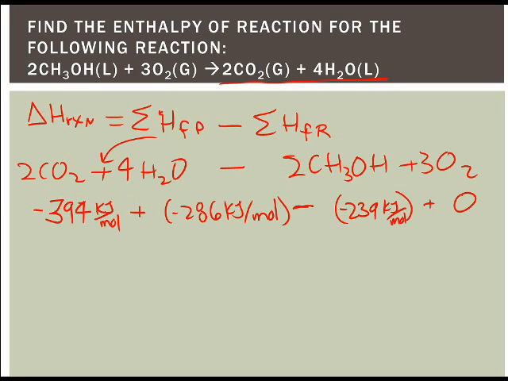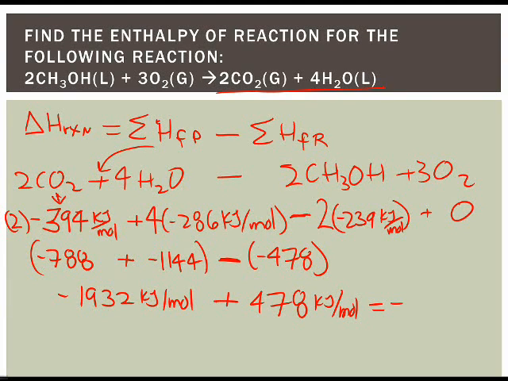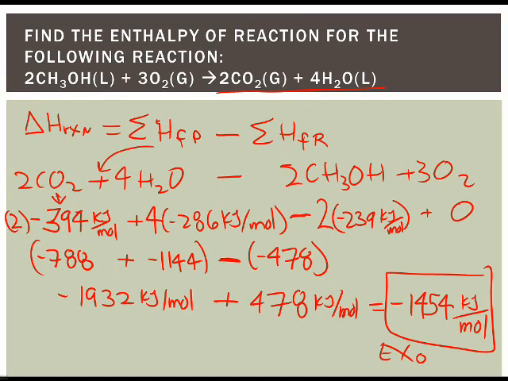That means we're going to have to multiply those coefficients by those heats of formation. So for carbon dioxide here, we're going to multiply this one by 2. For water, we'll multiply that one by 4. For methanol, we'll multiply it by 2. And that comes out to be, okay, so we add this up. This becomes minus 1932 kilojoules per mole minus, or really a plus, 478 kilojoules per mole, which equals a negative 1454 kilojoules per mole, exothermic.